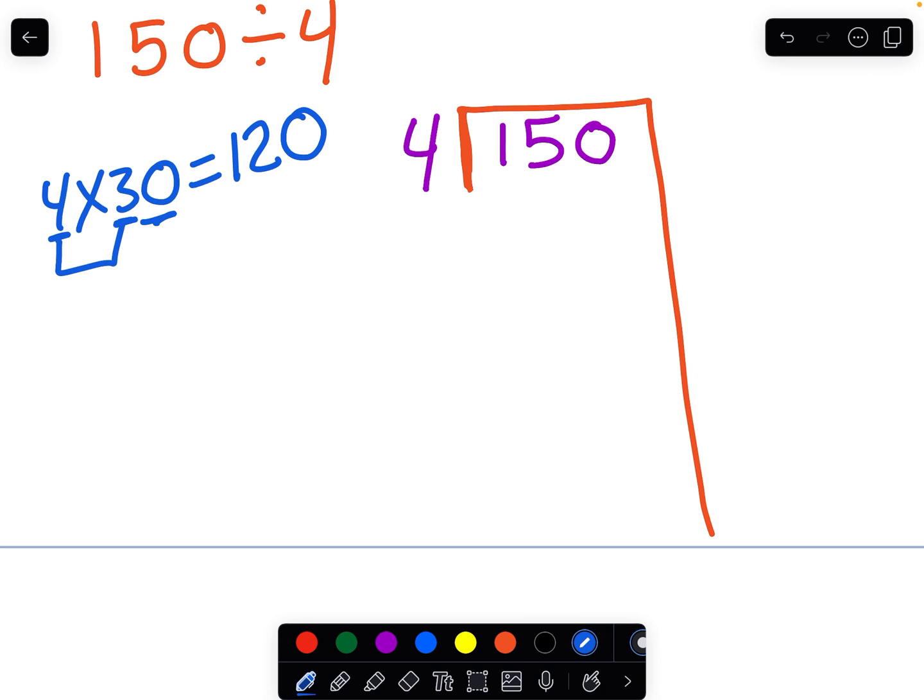So now I've figured that out. So now I'm going to say, okay, I'm going to put 30 on this end here. 4 times 30 is 120. Going to subtract, and I end up with 30.